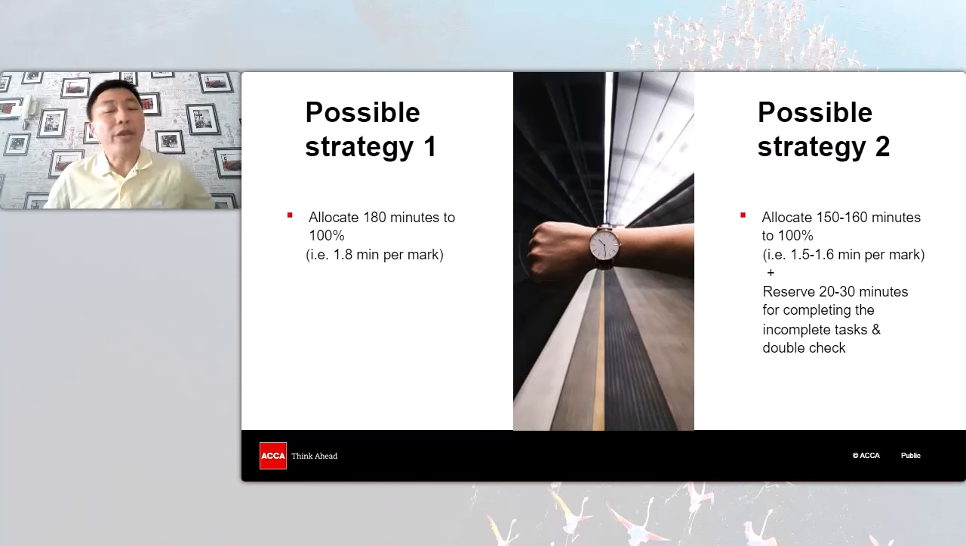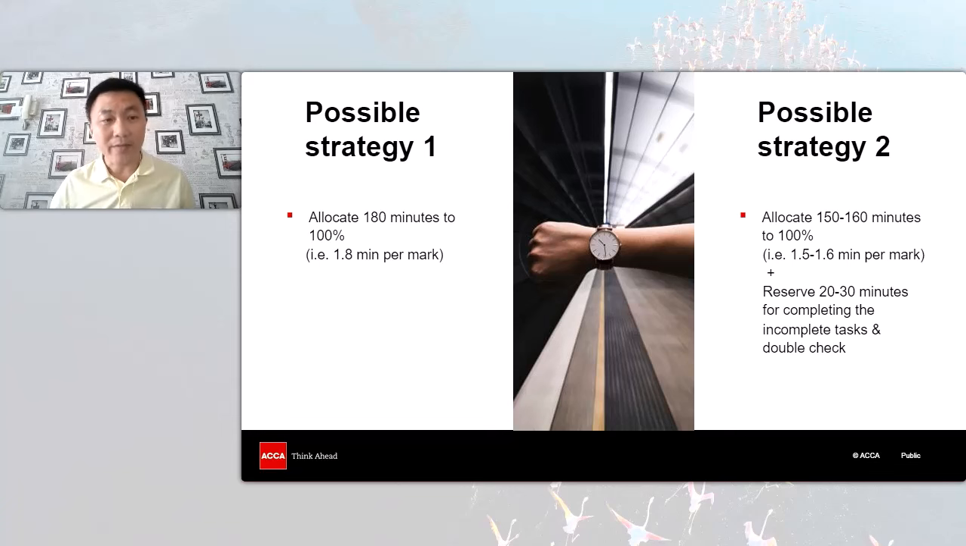The reason I'm asking you to do this kind of time planning is because when you reach the end of the time allocated, 150 or 160 minutes, do you notice you still have some buffer? You still have the margin of safety, which I saw some of you quoted in the attendee chat. Well done. Yes, exactly. What do you do with this buffer? This is the time for you to go back and complete the incomplete tasks, and this is the buffer for you to do a double check.